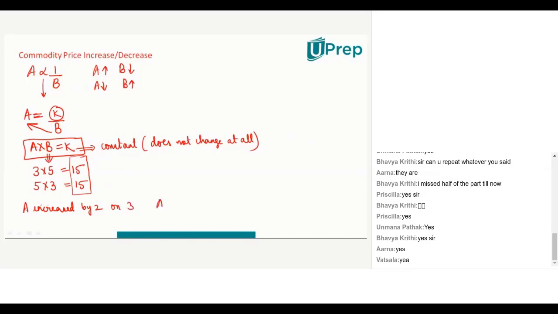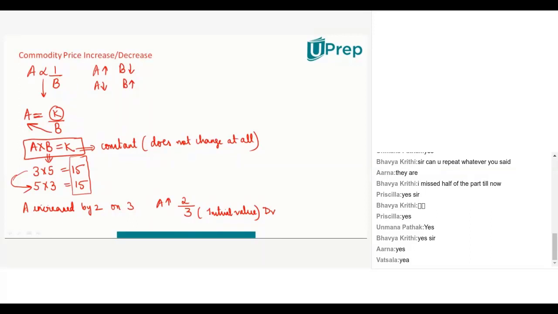So can I write it like this? A increased by 2 by 3. That is, 3 was the initial value. All of you agree with me? A increased by 2 by 3. That means 3 was the initial value of A. From 3, A became 5. So how much did A increase by? A increased by 2. Now, the denominator is always going to represent the initial value.